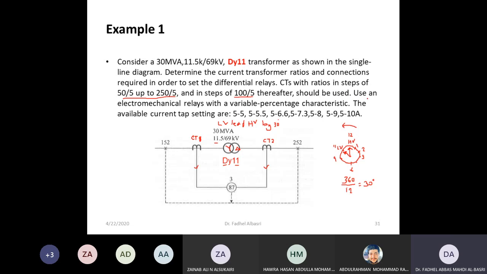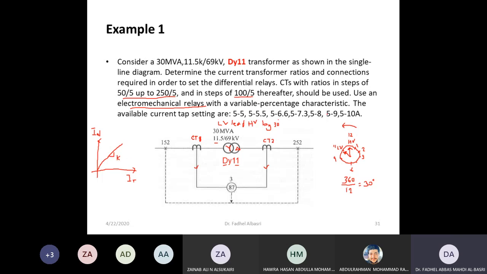Therefore, it should use electromechanical relays with variable percentage characteristics. So I will use a percentage characteristic. This is what is meant by percentage characteristics: this is ID, and this is IR, and this is the percentage characteristic, just a slope in this case.